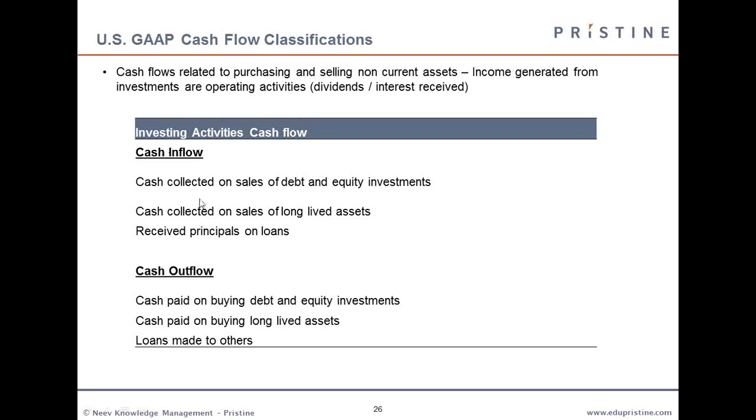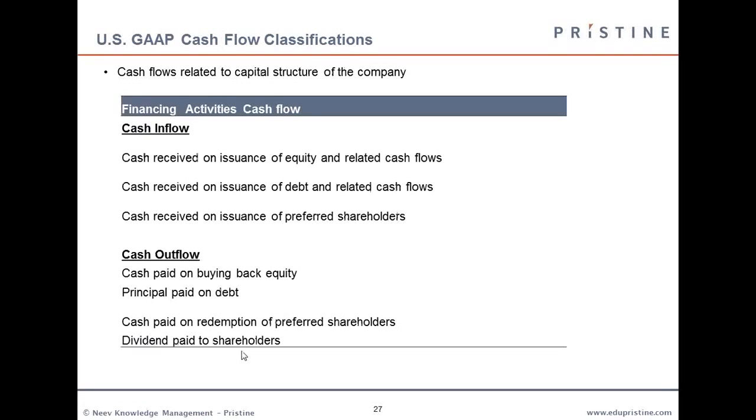So the typical cash inflow activities that we have here can be the cash collected on sales of debt and equity instruments, cash collected on sales of long-lived assets, all these investments that you make on long-lived assets and other things. So debt and equity investments come under investing activities. The cash outflows will be when you buy a long-lived asset or when you buy a debt and equity investment and when you give loans to others.